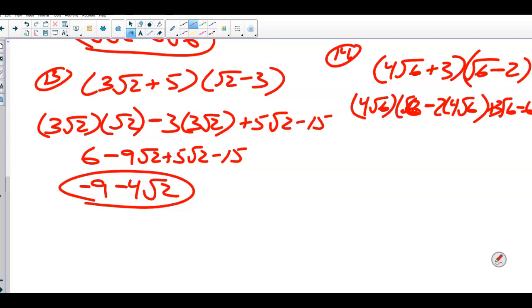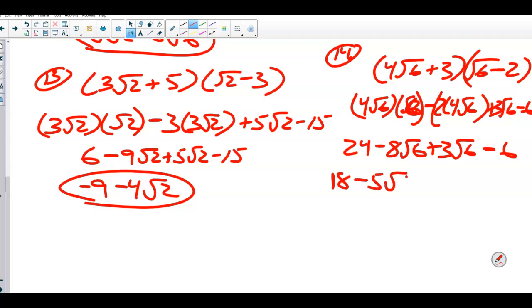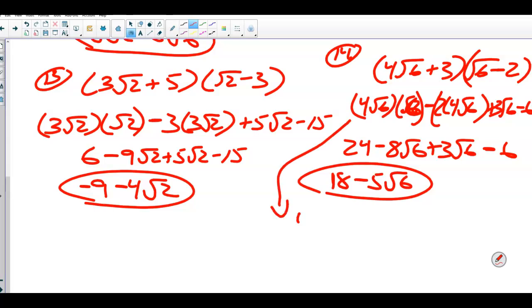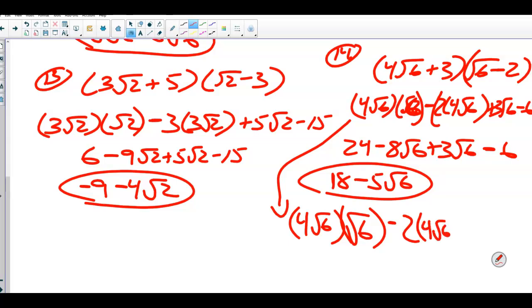Root 6 times root 6 is 6. 6 times 4 is 24. Two times 4 root 6 is a negative 8 root 6, plus 3 root 6, minus 6. So 24 minus 6 is 18. And we get 18 minus 5 root 6. Now I don't like how my numbers kind of got scrunched there, so let me redo that down here. 4 root 6 times root 6, minus 2 times 4 root 6, plus 3 root 6 minus 6. That's what the foiling should look like, but that right there is the answer.